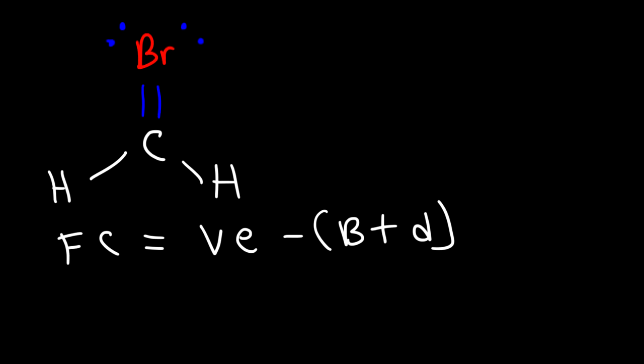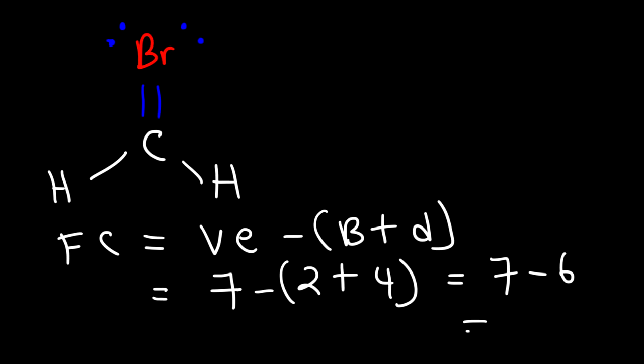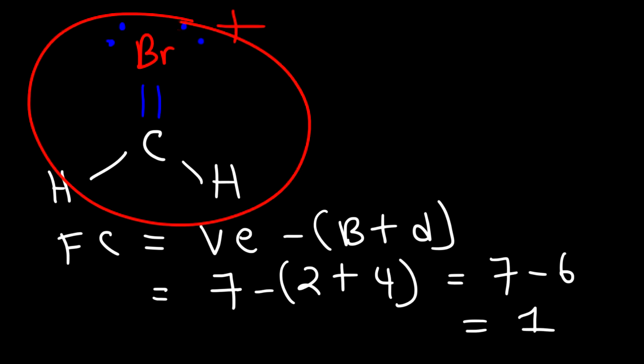So as a free atom, bromine has how many valence electrons? If you go to the periodic table, you'll see that it's a halogen in group 7A or group 17, and so it's going to have 7 valence electrons. In this particular structure, we can see that bromine has 2 bonds, and it has 2 lone pairs, which is equivalent to 4 dots. 2 plus 4 is 6, 7 minus 6 is 1. So bromine has a positive formal charge of +1 in this particular structure.